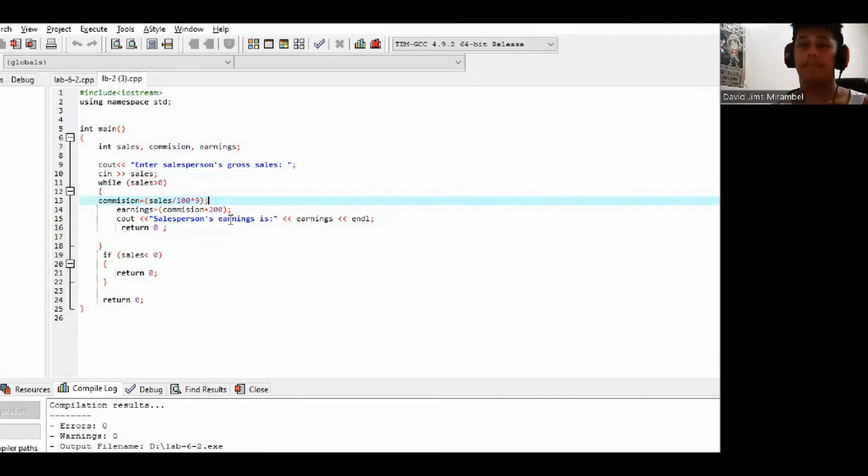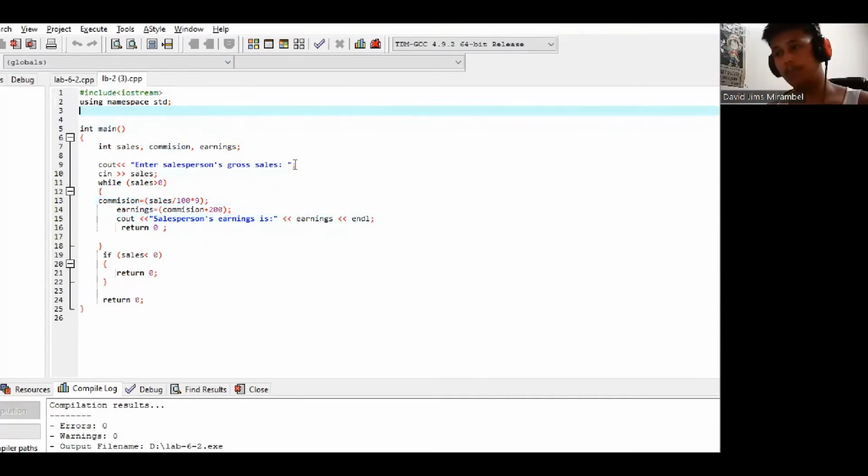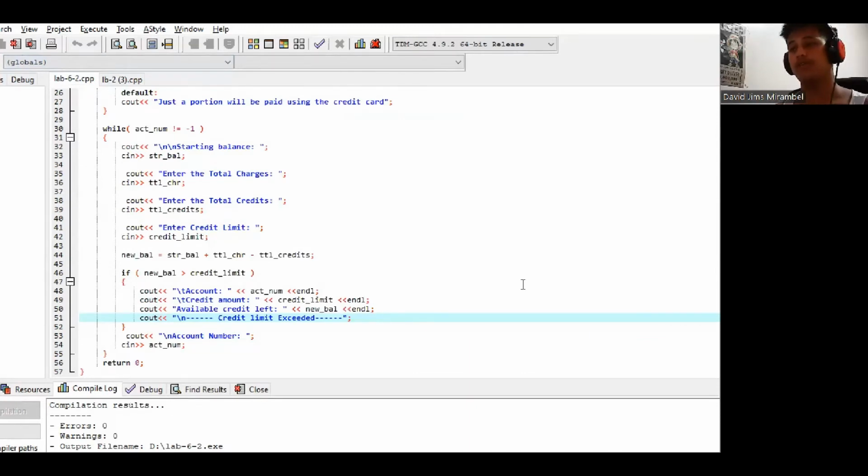So these are part two for Lab 6. For our conclusion here, in this study we have to determine whether a credit card will exceed its debt limit. So in conclusion, if the new balance is larger than the available credit amount, then the result of the transaction will exceed the credit limit, since we use the if statement: new balance is greater than credit limit, where new balance is calculated as starting balance plus total charges minus total credits.